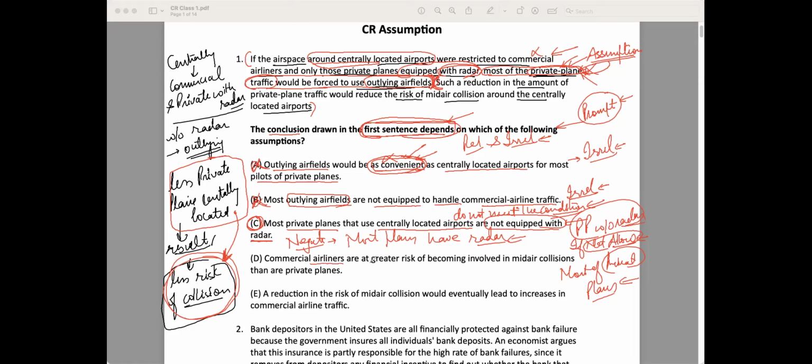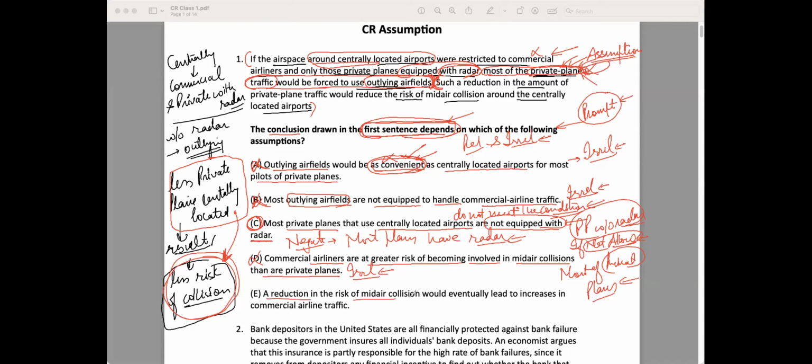Commercial airliners are at a greater risk of becoming involved in mid-air collisions than private planes. Again, the conclusion is most of the private planes would not be allowed on the centrally located airports. This again is irrelevant to that discussion. Whether commercials have a bigger risk of collisions or the private ones is irrelevant. Simply, we are dealing with whether most of the private planes would be forced to move out.